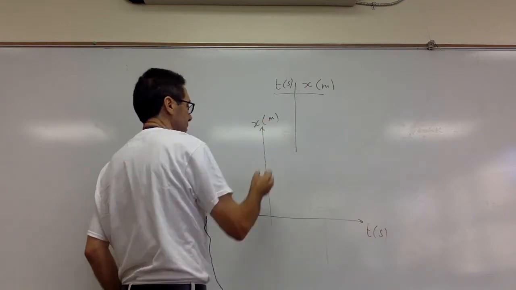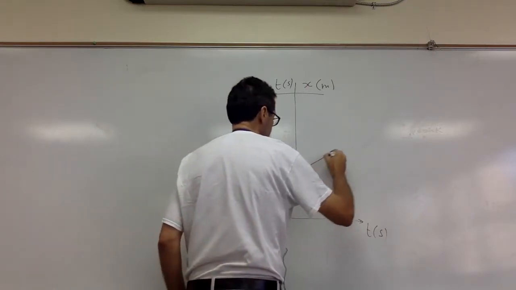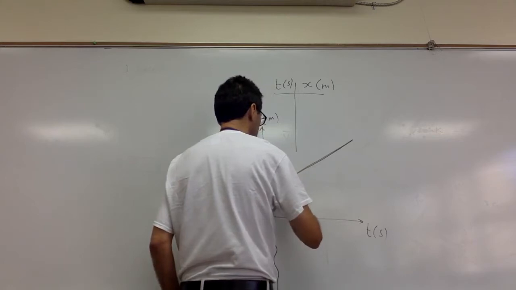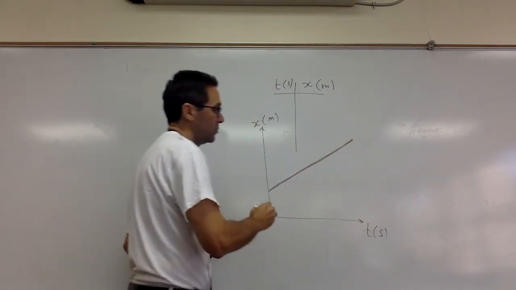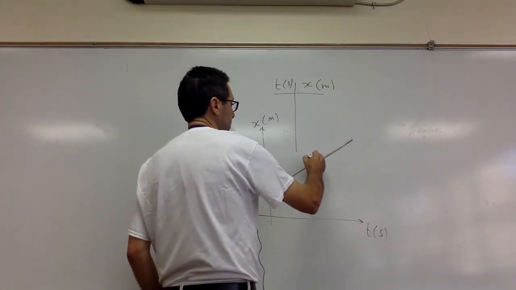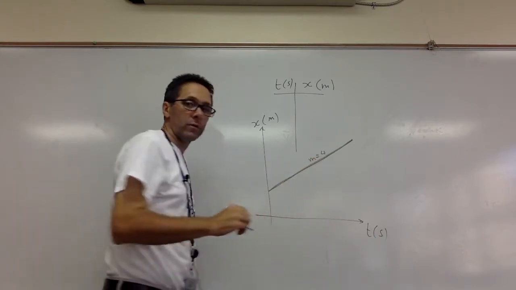And this is in meters, right? And I get a linear fit. Looks pretty linear, right? I do the line of best fit and it comes out to be linear. And I calculate the slope and I find it to be 4.